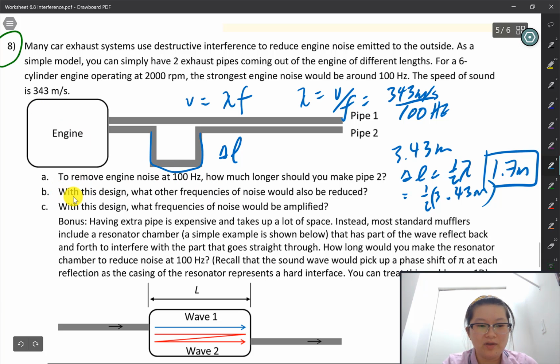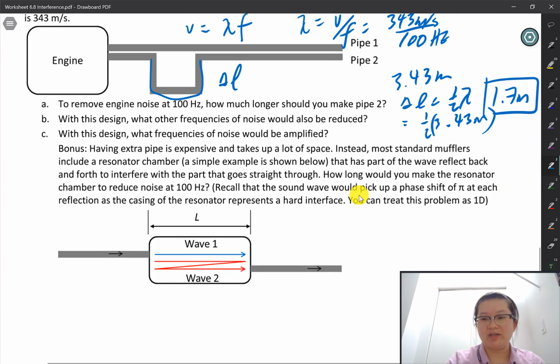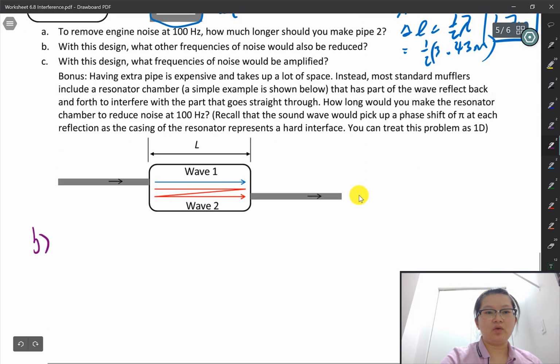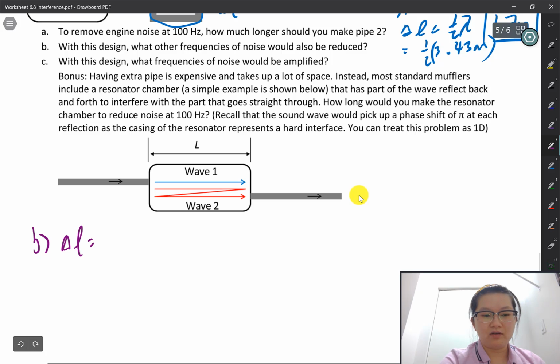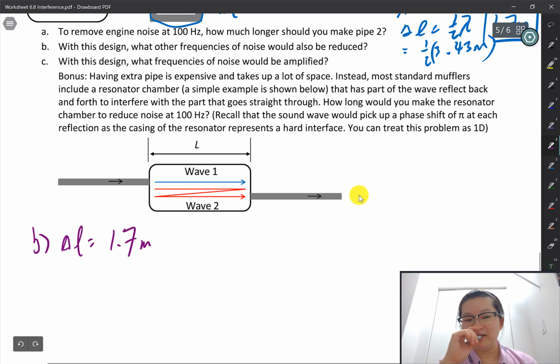Anyways, next one. With this design, what other frequencies of noise would also be reduced? Oh, interesting. Okay, so I'm going to do question B down here because I'll need a bit more space. Well then, with this design, imagine that we have to design the second pipe, in which the path difference will also be 1.7 meters, meaning that it's fixed. This extra distance for the second pipe will be 1.7 meters.